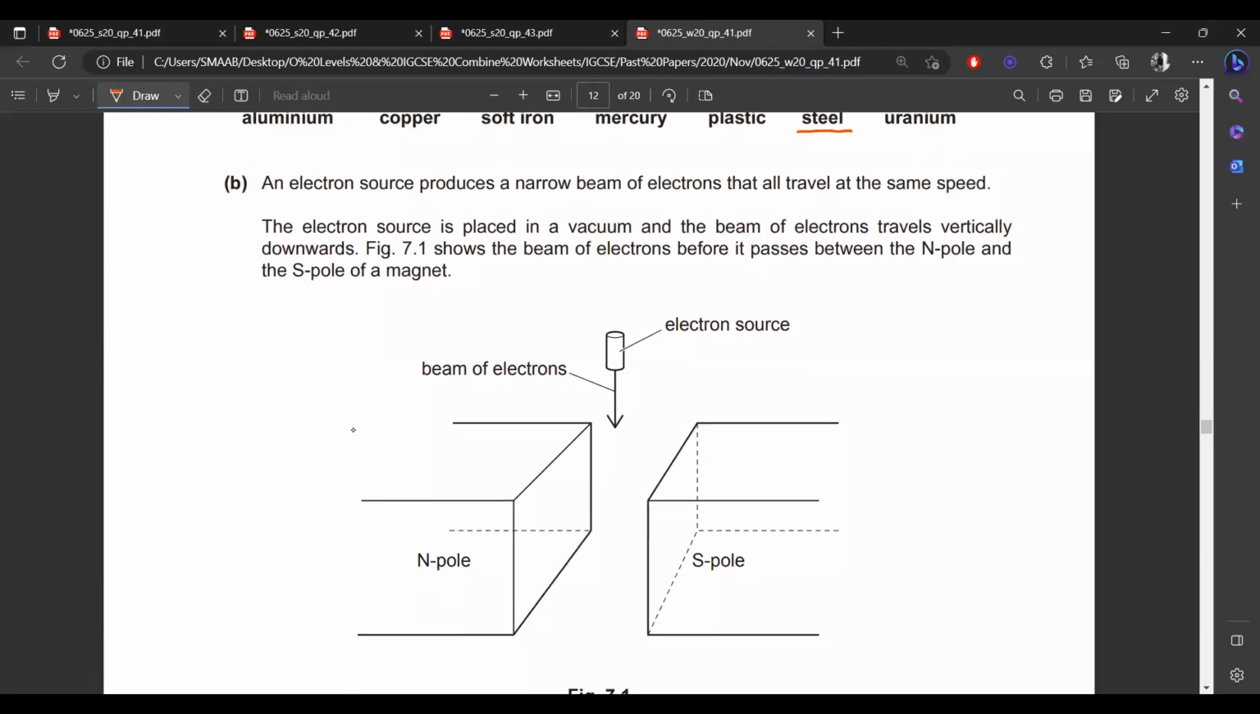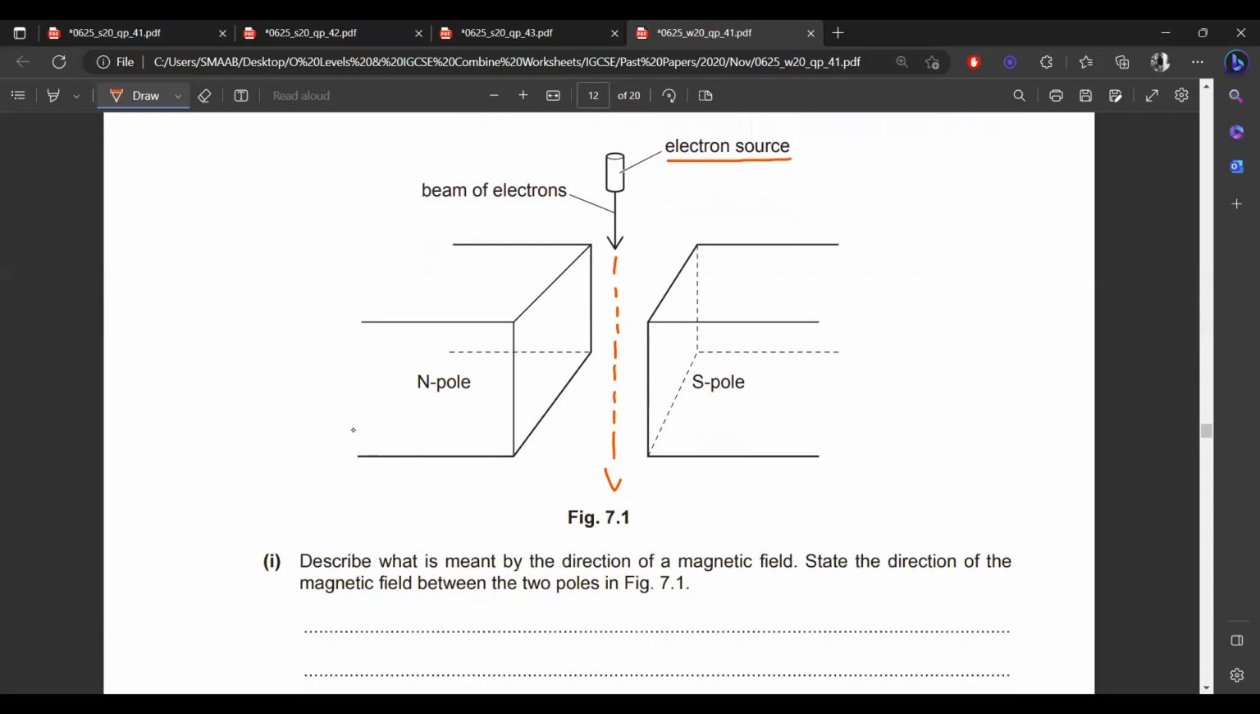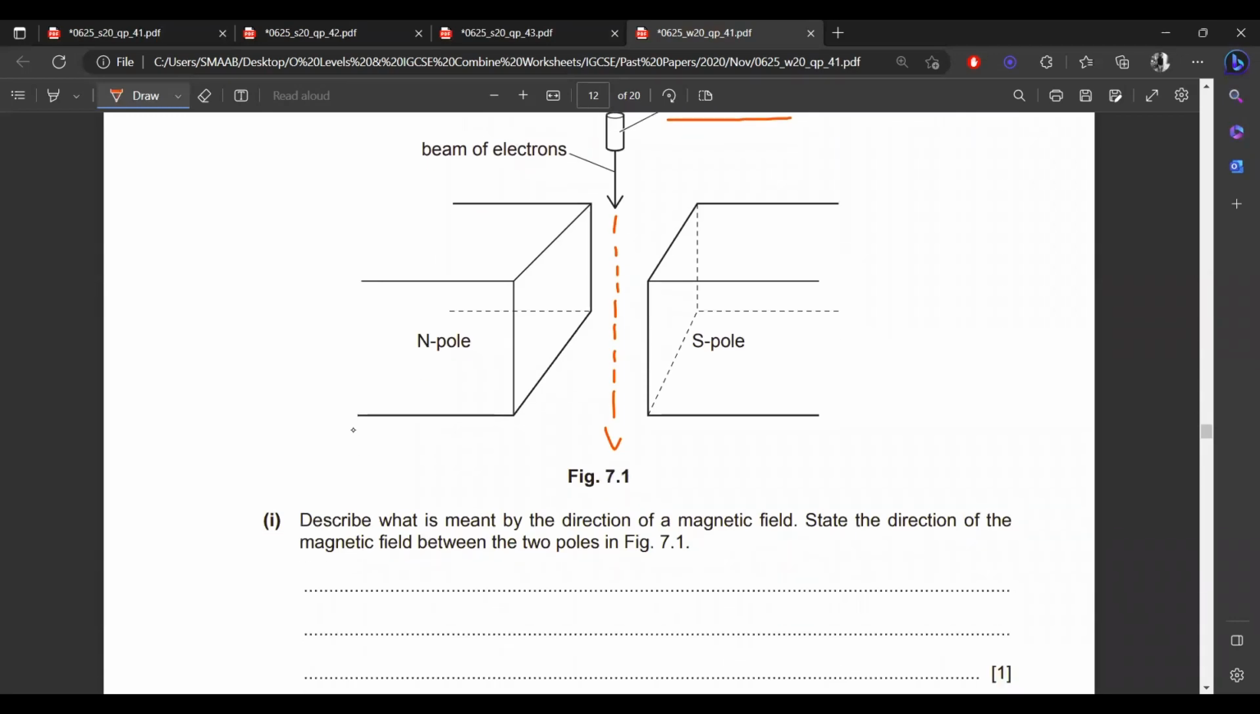Okay, an electron source produces a narrow beam of electrons that all travel at the same speed. So basically there is an electron source which is going to generate electrons in a downward direction like this. The electron source is placed in a vacuum and the beam of electrons travels vertically downward. Figure 7.1 shows the beam of electrons before it passes between the north pole and the south pole of a magnet. Okay, it is going to pass through the magnetic poles. In the diagram, it is mentioned that it is going to enter.